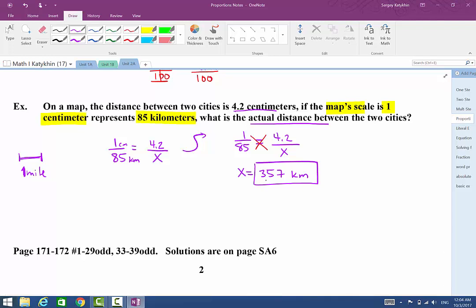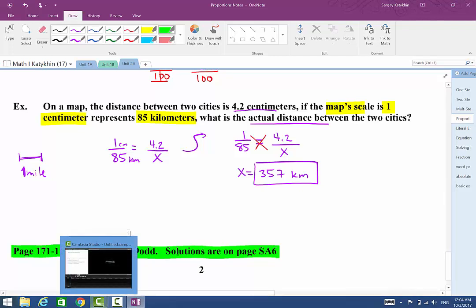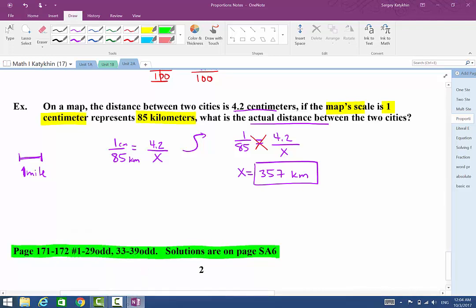That concludes our lesson for today. Hopefully you are ready to do the homework. Remember, the homework is on the bottom of this worksheet. So please make sure you do the odd problems only: 1 through 29 odd, 33 through 39 odd. The solutions are on page SA6.